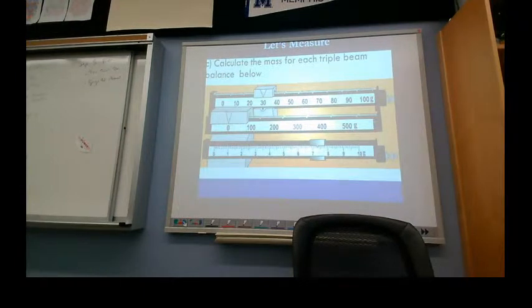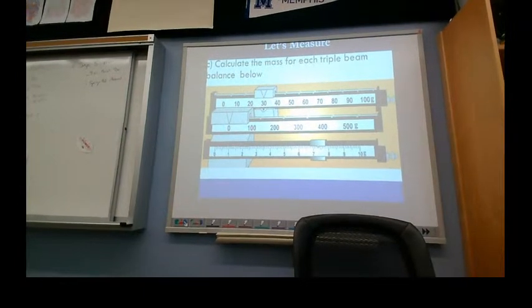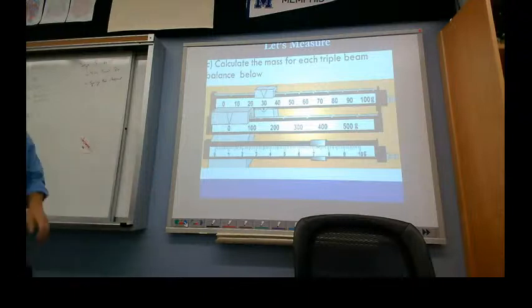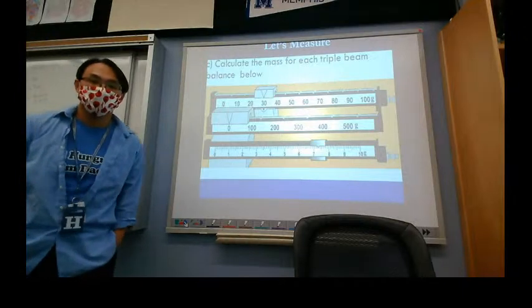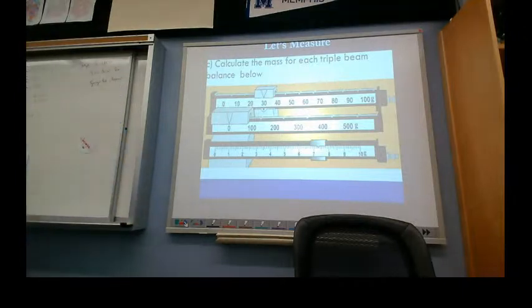So again, using that image up there on the overhead, let's see if we can, in the live chat, let us know what you think the reading is for mass based on the triple beam balance picture up on the overhead, and then we'll actually do a live demonstration and show you what this looks like. So what do you think?